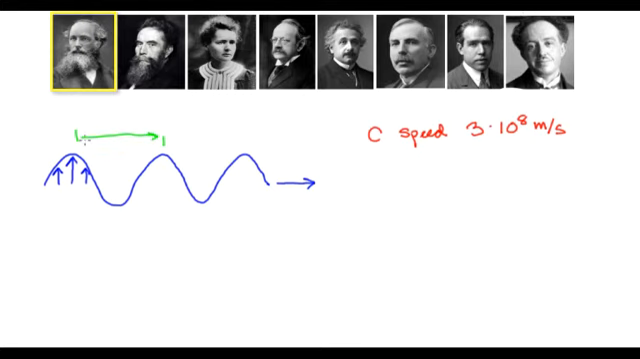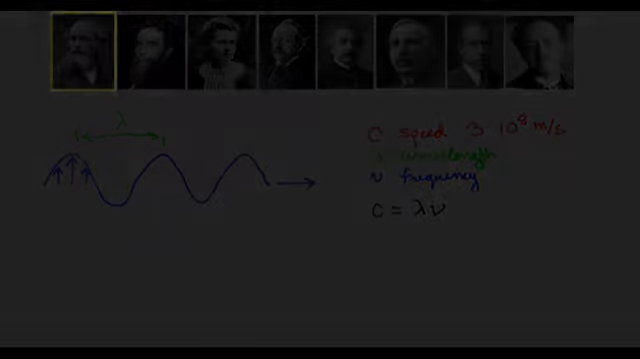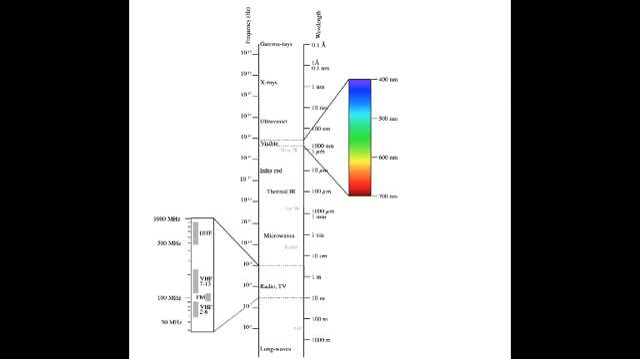The wave also has a wavelength. We label that with the Greek symbol lambda. And it also has a frequency, and we label that with the Greek symbol nu. Now, these three quantities are related to each other, so the speed, c, is equal to lambda times nu. So the wavelength of the light, or alternatively the frequency, controls what type of electromagnetic radiation you get.